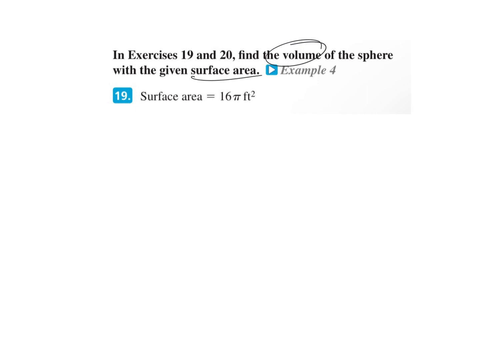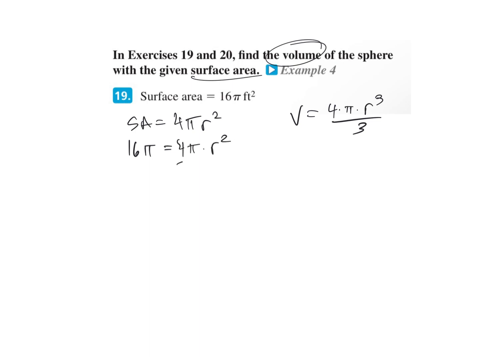All right, so we need the radius so that we can find volume. So we're going to use the surface area formula, 4 pi r squared, to find what the radius is, and then we'll calculate the volume, 4 times pi times radius cubed divided by 3. The surface area is 16 pi. So 16 pi is SA, 4 pi r squared, and again, we don't know the radius yet, so we divide by 4 pi. Radius squared is 4, so the radius is 2.